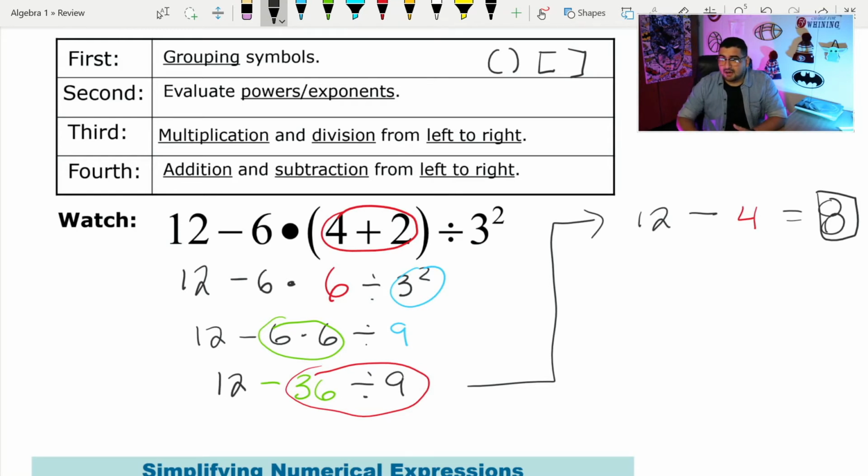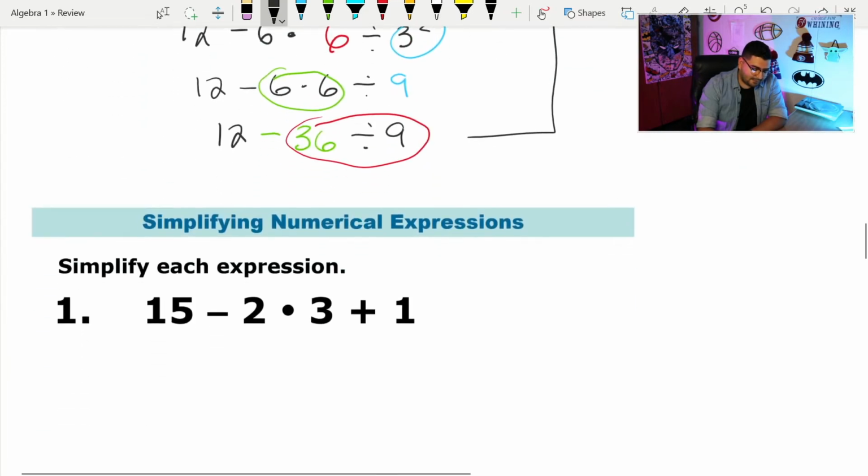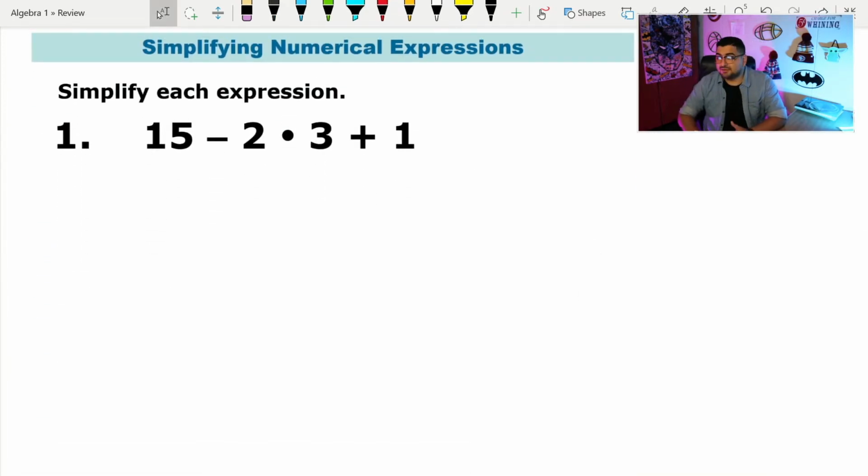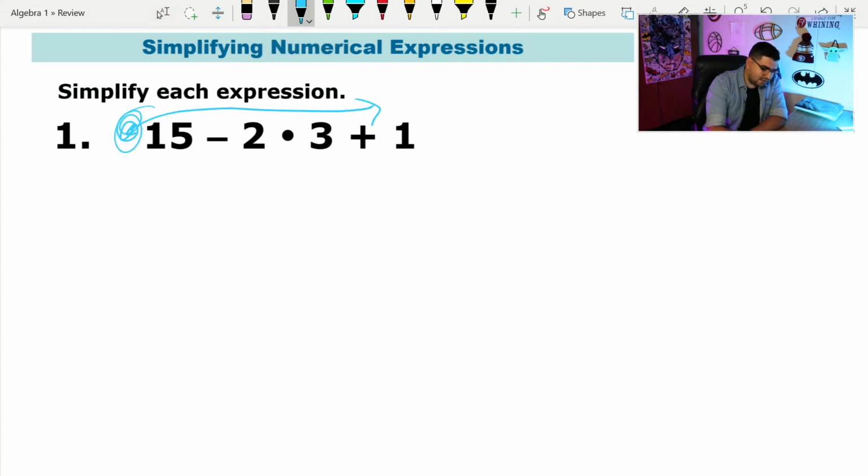So let's go ahead and move on to a couple more examples so that we can get more of a hang of it. So again, the first thing we're going to look for is grouping symbols. I don't see any here. The next thing I look for is exponents. Again, I don't see any of those here either. So now we're going to look, starting from the left and going to the right, to see if I have any multiplication or division.